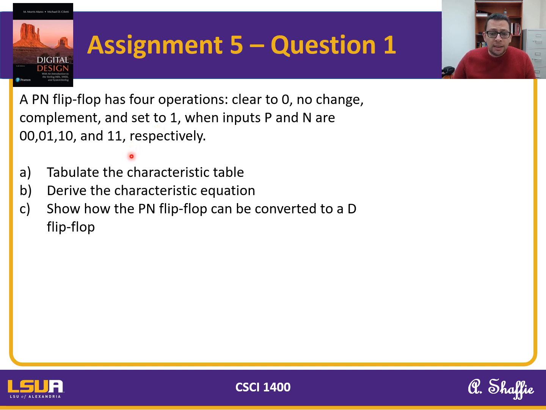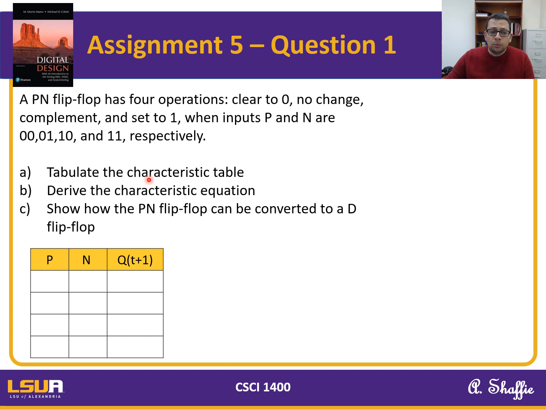The question is asking about three different questions. The first one is to tabulate the characteristic table. The characteristic table consists of the inputs that we have, which are P and N, and the output Q. I don't expect to see Qt or Qt minus 1. I expect to see the inputs and Qt plus 1 in terms of Qt. So I expect to have a table that looks like this.